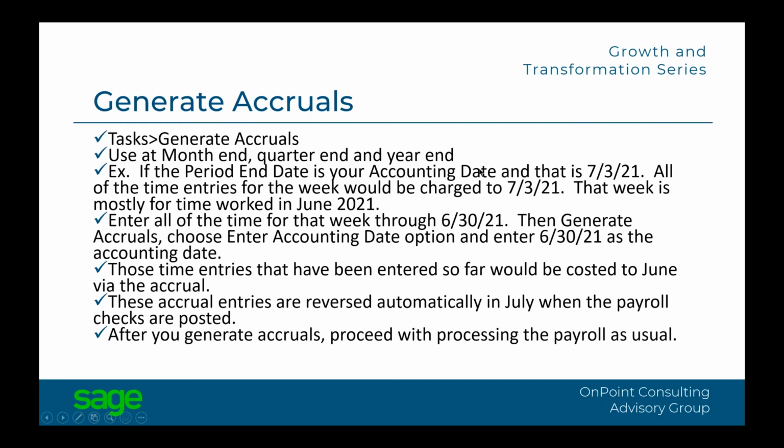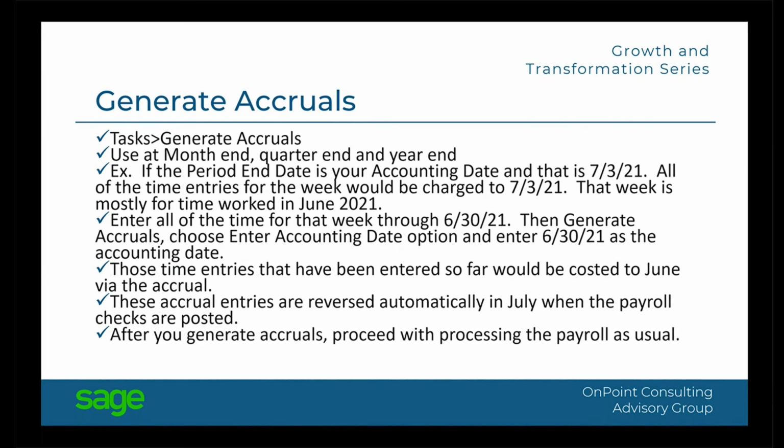I had put in dates of July here, but it would also work for year-end dates. So if we look at your period end date, which most people also have as their accounting date, that period end is July 3rd of 21. All of that time would go into July's cost. But as you know, on the 3rd, everything up through June 30 is actually cost of June. It was worked in June.